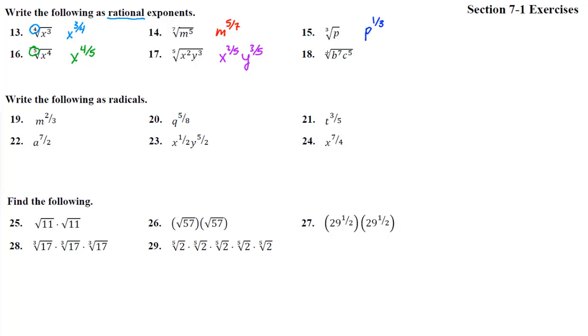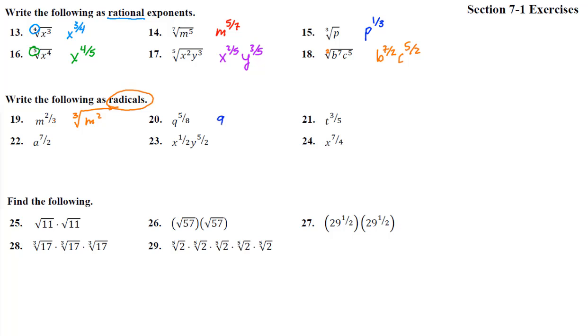And so this one, remember square root actually has a little 2 there. That's the opposite of squaring something. So this is b to the 7/2 power and c to the 5/2 power. Good. All right, this next section, write the following as radicals. Notice we're going to go exactly backwards of what we just did. So this is m squared cube root. So it looks like that.